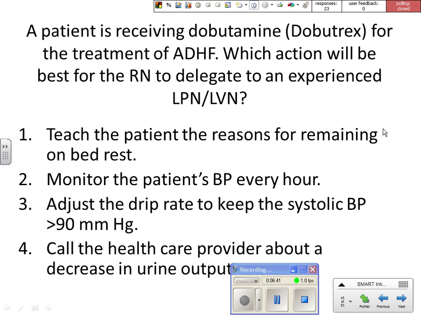The patient is receiving dobutamine, Dobutrex, for the treatment of acutely decompensated heart failure. And you're like, oh my God, I don't know what this medication is. Do you need to know that? No, because which action will be best for the RN to delegate to an experienced LPN, LVN? Teach the patient the reasons for remaining on bed rest, monitor the patient's BP every hour, adjust the drip rate to keep the systolic greater than 90, call the healthcare provider about a decrease in urine output.